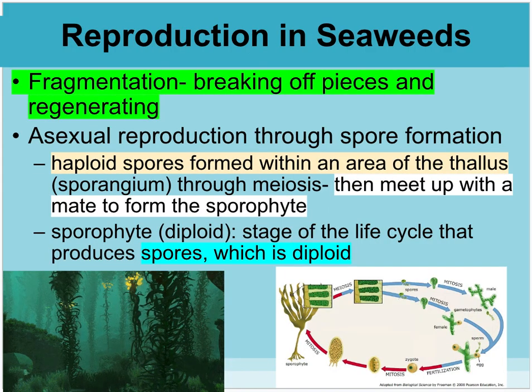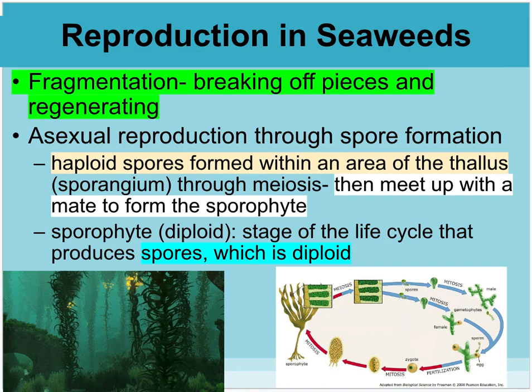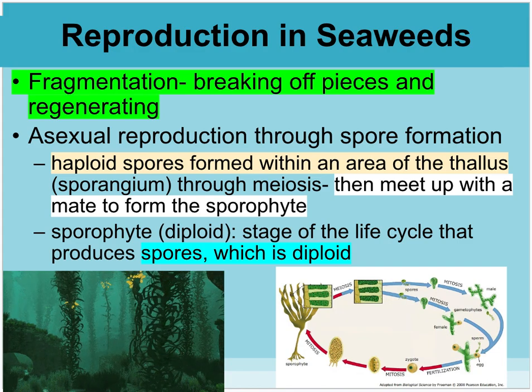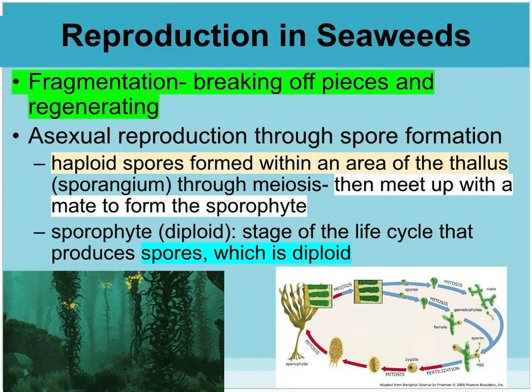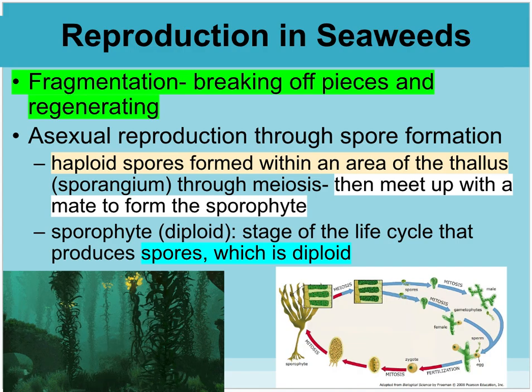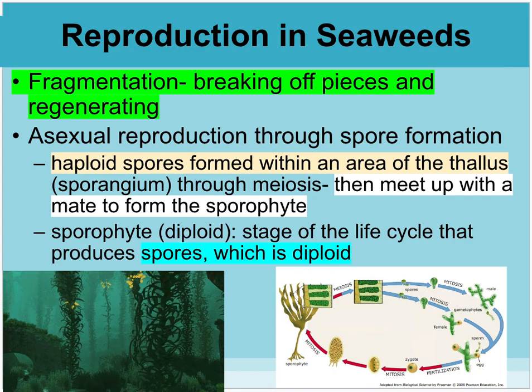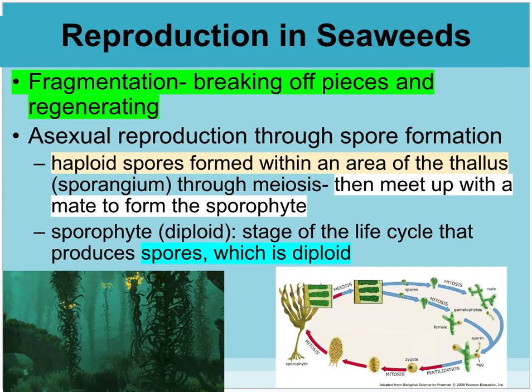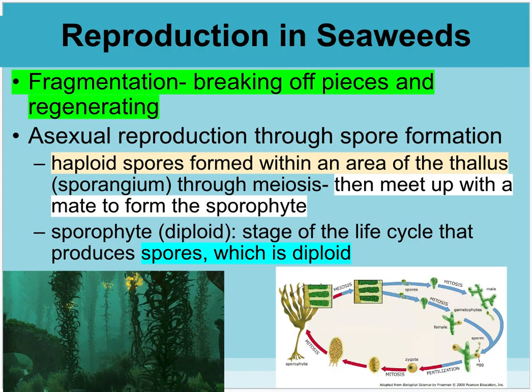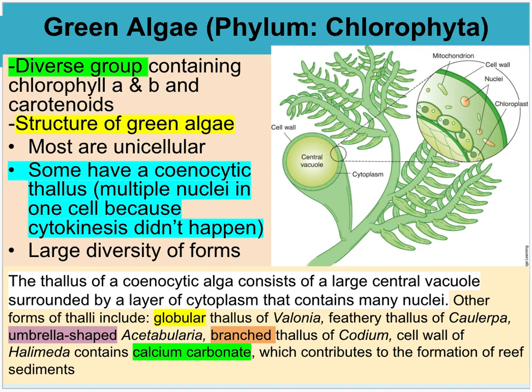They can reproduce a number of ways: by fragmenting, which is breaking off a piece that floats away and regenerates. They also reproduce through spore formation, where haploid spores are made in the thallus and then released, and they meet up with a mate and form a sporophyte stage, and then that stage of the life cycle produces spores, which are actually diploid. So they have these two different generations that they flip-flop between.